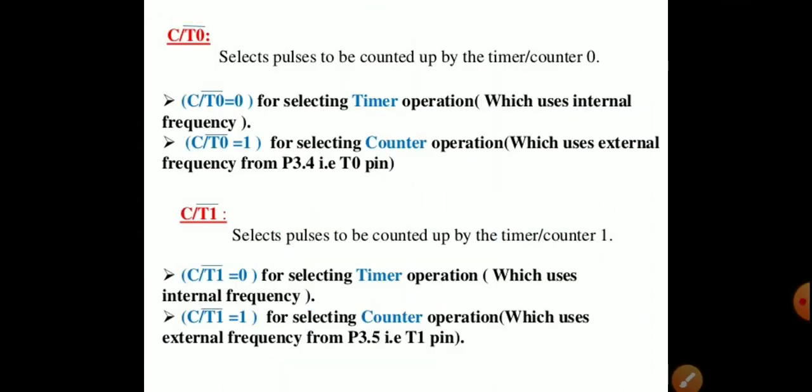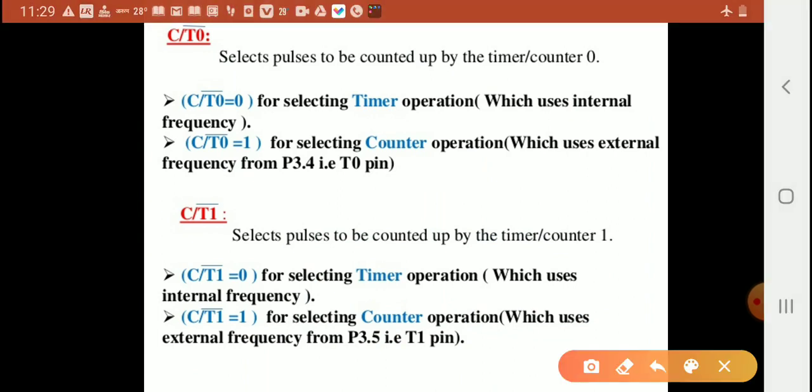C/T0 selects the pulse to be counted up by timer and counter 0. C/T0 equal to 0 selects timer operation, which uses the internal frequency. C/T0 equal to 1 selects counter operation, which uses the external frequency from the P3.4 T0 pin.